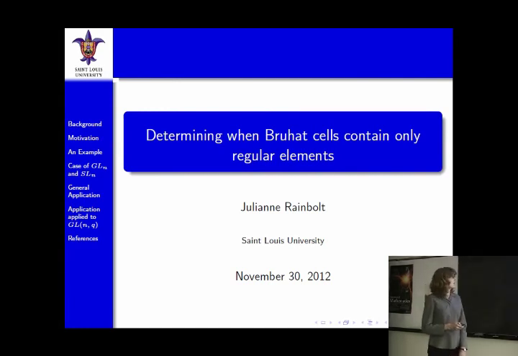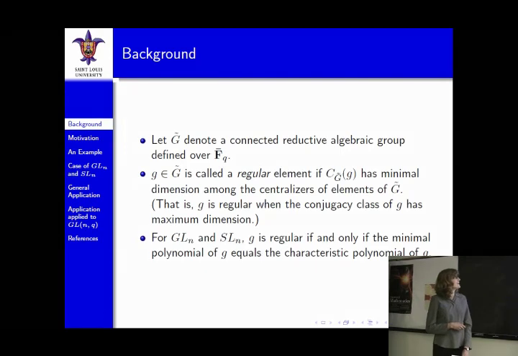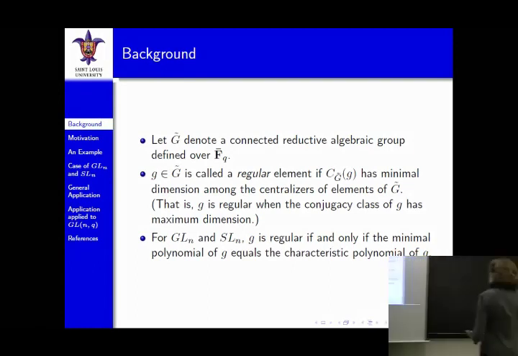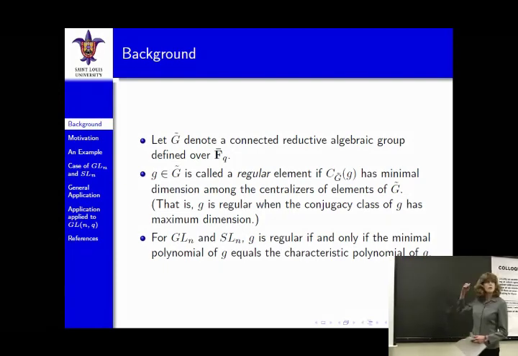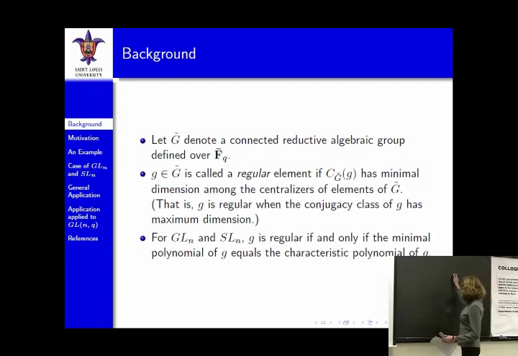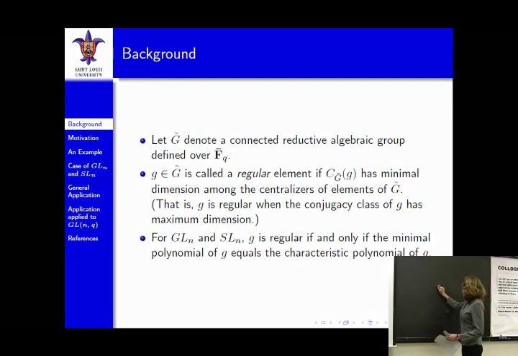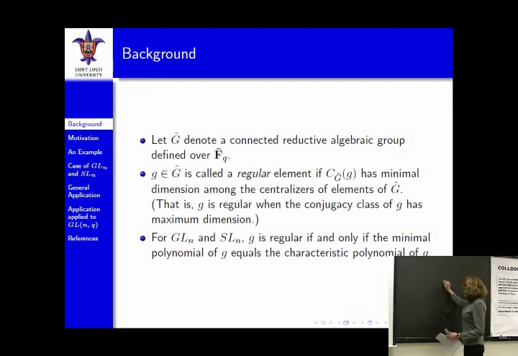So now let's define some of these words I've been using. G tilde will denote a connected reductive algebraic group defined over F_q bar. I know I have a wide range of audience here, and every time I talk about a connected reductive algebraic group, if you don't know what that is, I know probably a lot of you do. If you don't, though, just think of the n by n matrices. So think of GL_n over F_q bar.